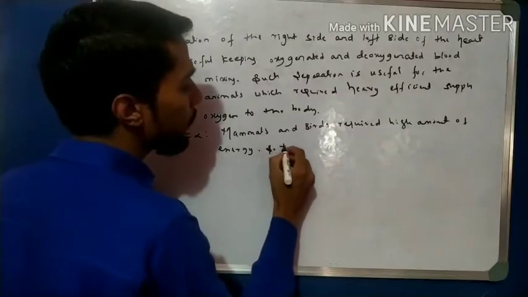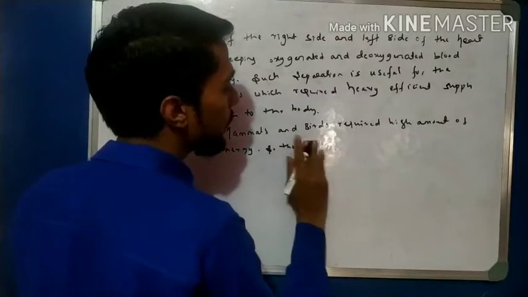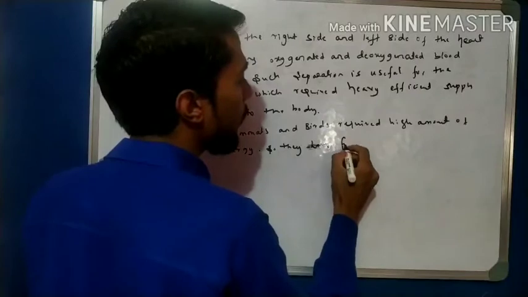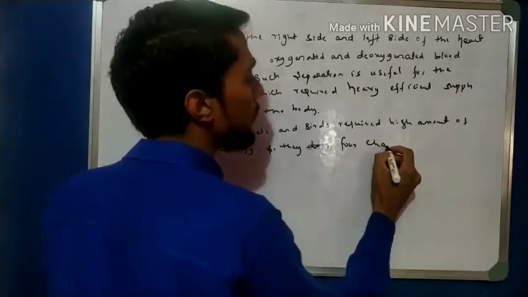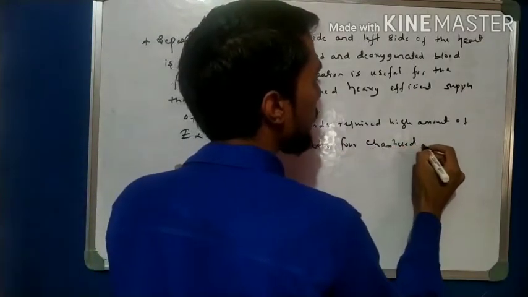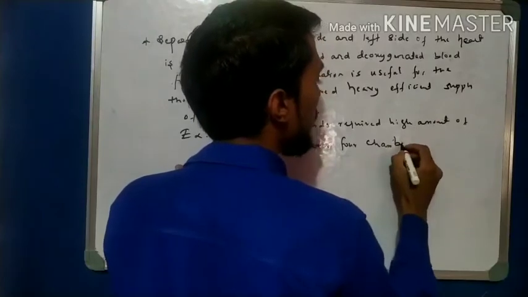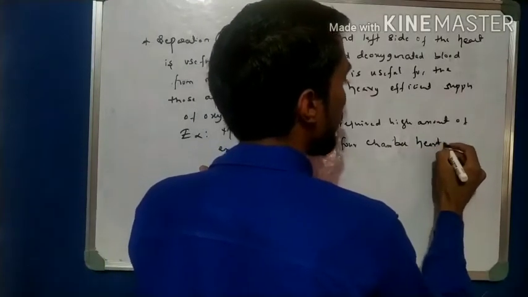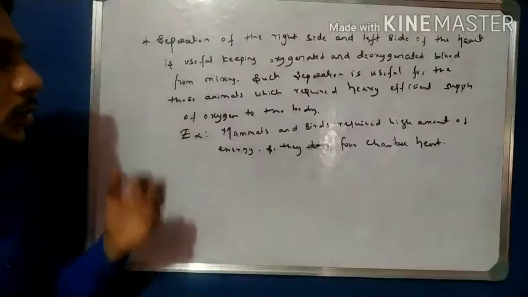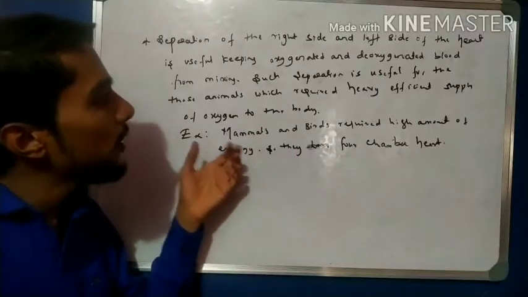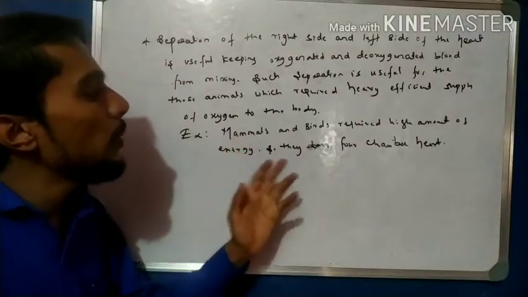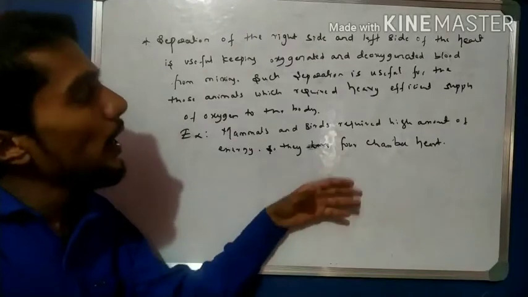So they have a four chamber heart, right? A 4 chamber heart. So that is very important here. Which animals have a 4 chamber heart? One is mammals and one is birds. They require high energy needs.